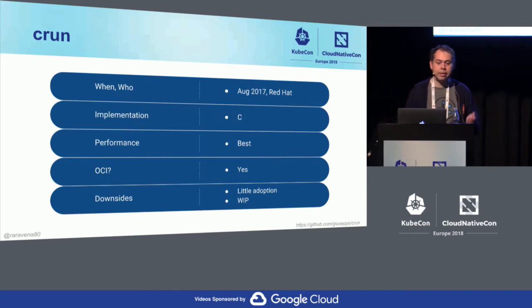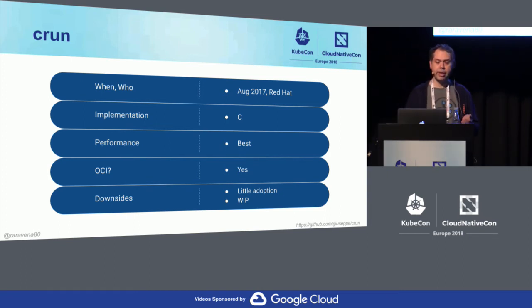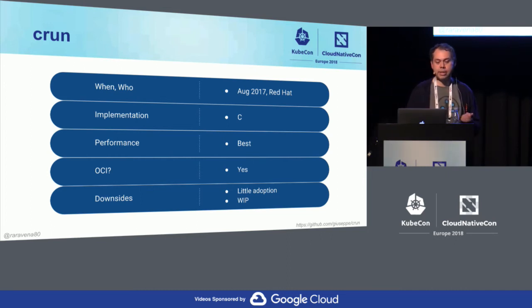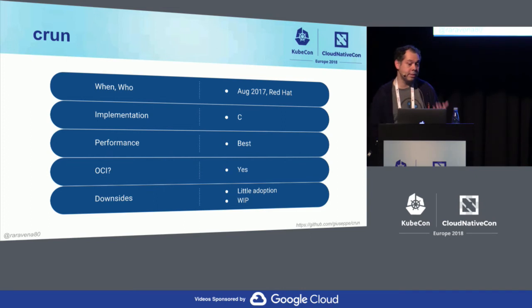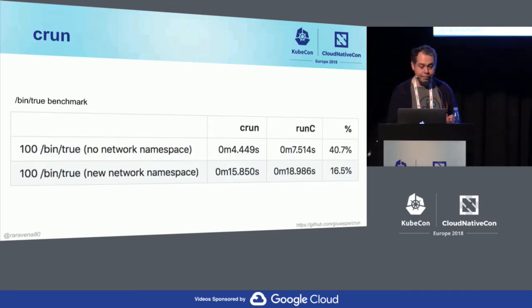Let's talk about crun. This is another runtime. When did it start? It started last year, 2017, by Red Hat. It's mainly implemented in C, and it's got the best performance. Is it OCI compliant? Yes, it is. And the downside is it's just pretty new. There's not a lot of adoption, so it's a work in progress.